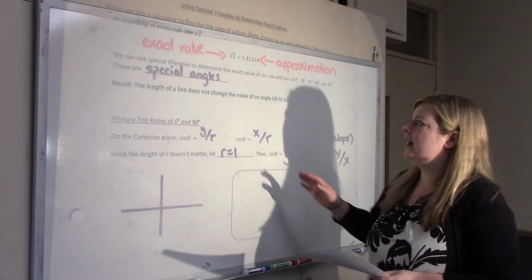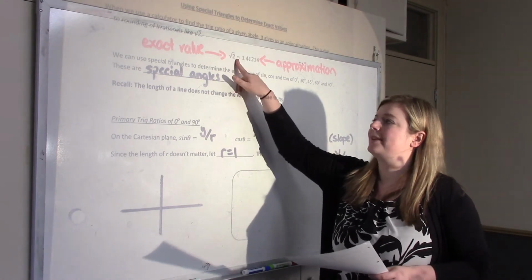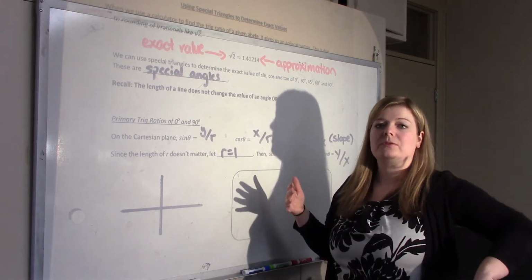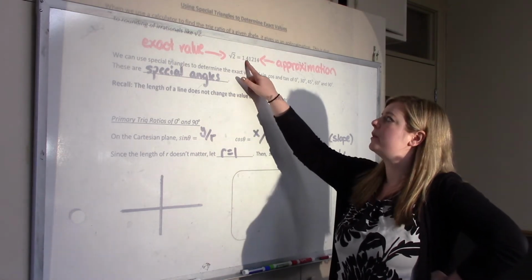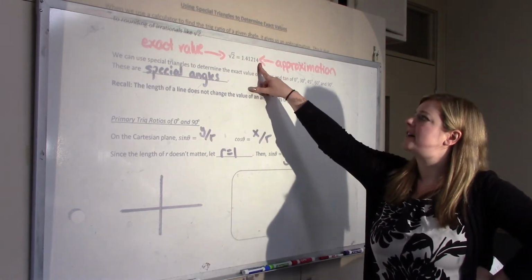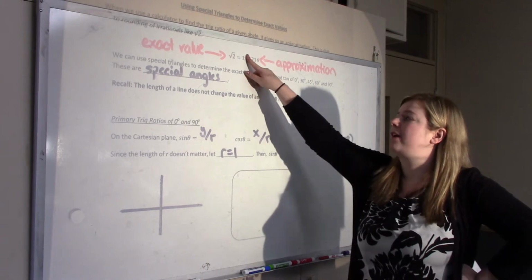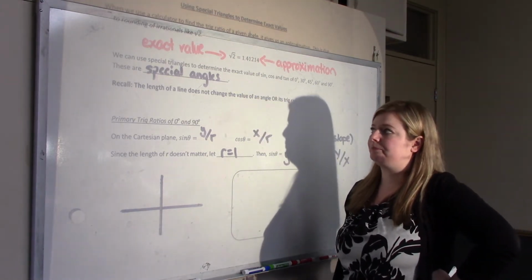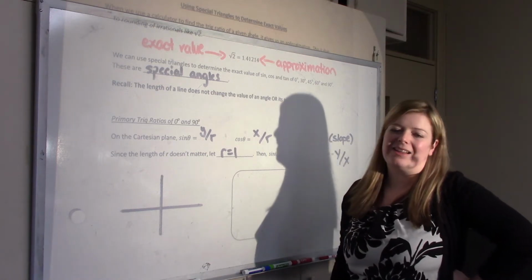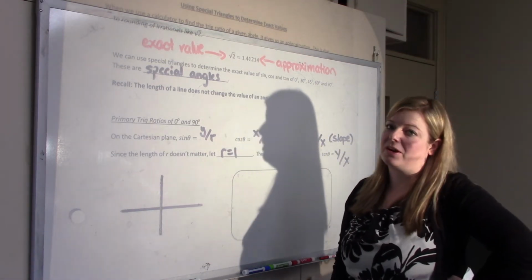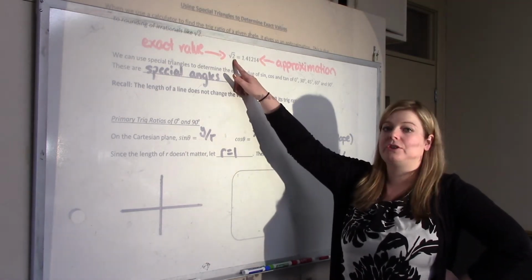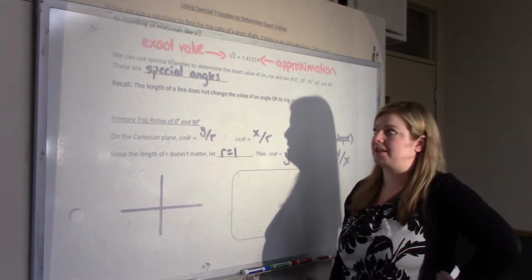So something like root 2 is an exact value. It means the square root of 2. Now, if you put root 2 into your calculator, you'll get 1.41214, which is actually an approximation because they're rounding this irrational number of root 2. So we like exactness in math as much as possible, so we want to be able to come up with ways where we can write just root 2 instead of having to write the decimal.